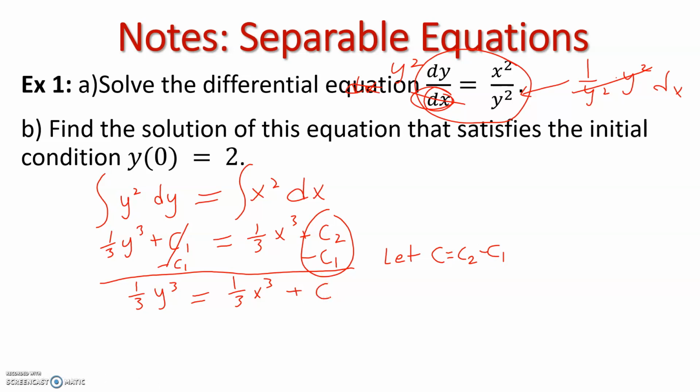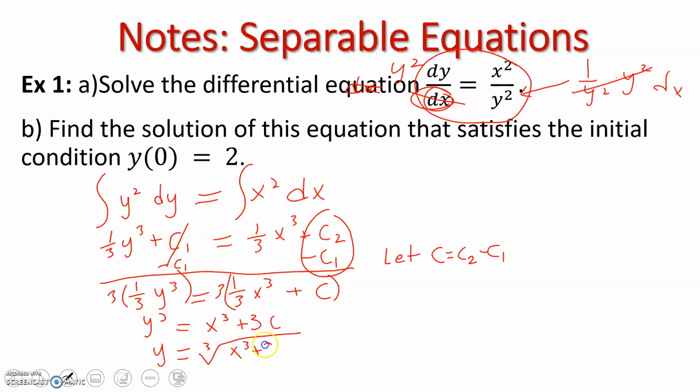We're going to let that just be one single constant, because a constant minus a constant is still just a constant. Okay, now we would like to solve this equation for y, so I'm going to multiply everything on both sides by 3. That leaves me with y cubed is equal to x cubed plus 3 times my constant. Then I'm going to cube root both sides of the equation in order to get y by itself. So I get y is the cube root of x cubed plus 3c. And we would say at this point, this is our solved differential equation. Now, note that c could be a whole bunch of different possible values, so this is a generic solution.